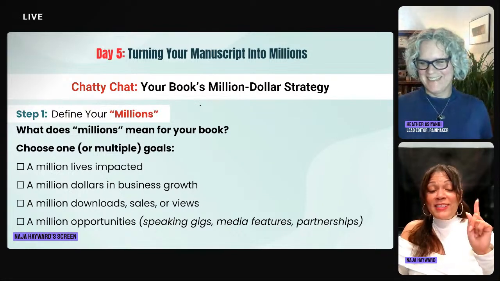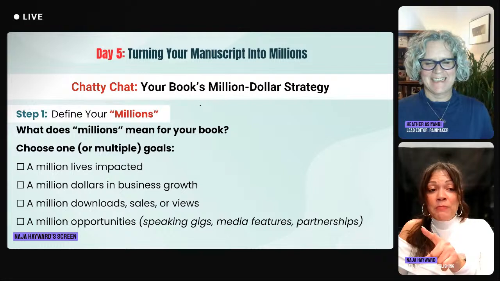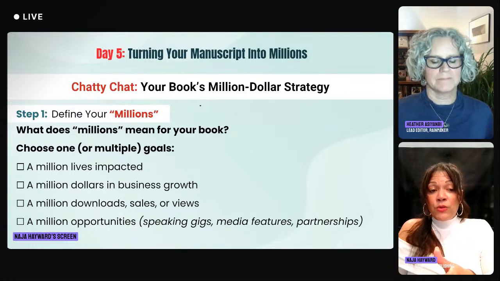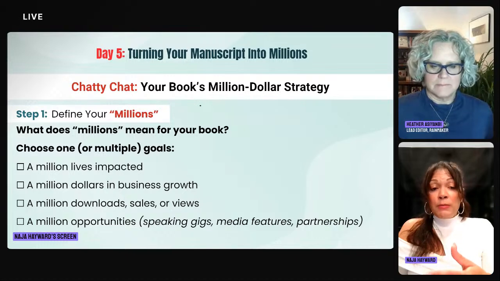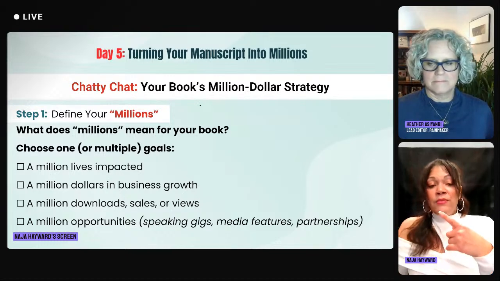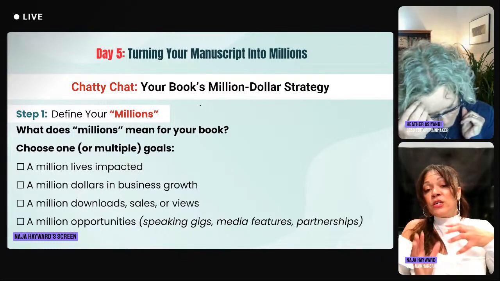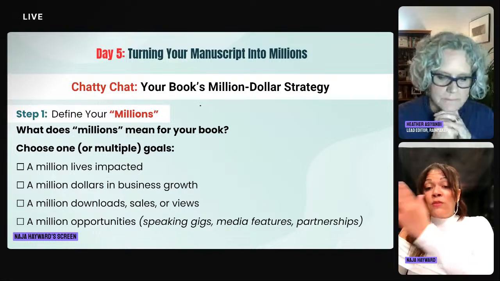So one, define your millions. What does millions mean for your book? Is it millions of lives impacted? Is it $1 million in business growth? Is it 1,000,000 downloads, sales, or views? Is it 1,000,000 opportunities? And this one is really important because that's going to be the direction that you're going to go and that you're going to lead with and the effort that you're going to be putting toward that.